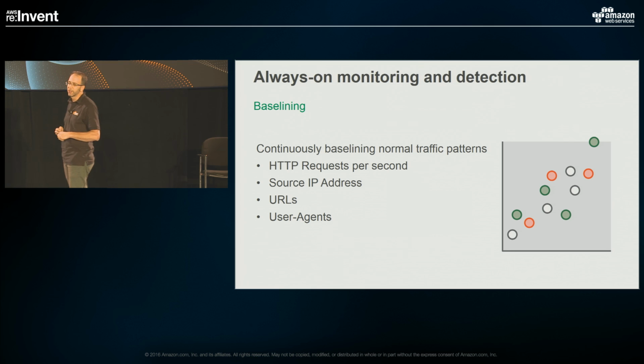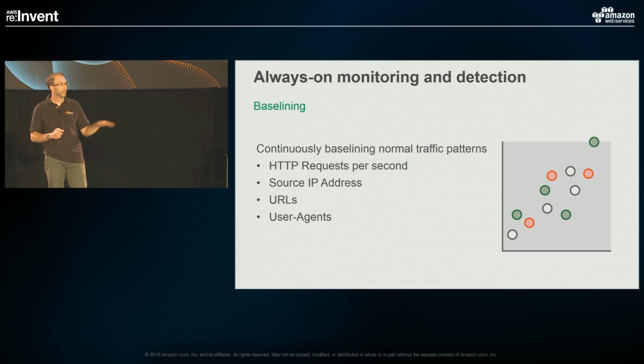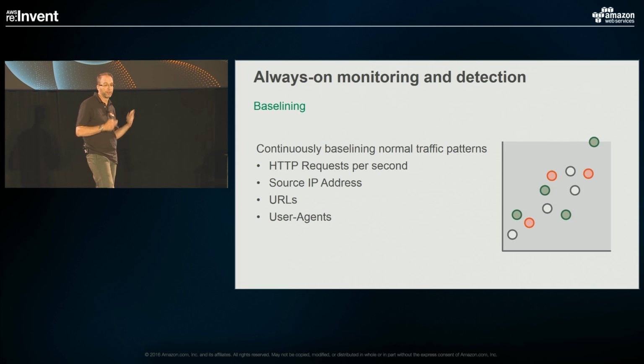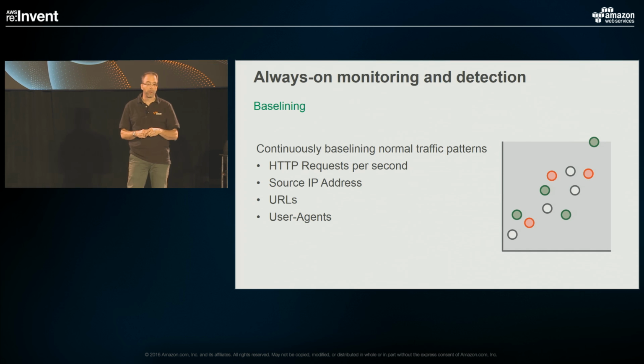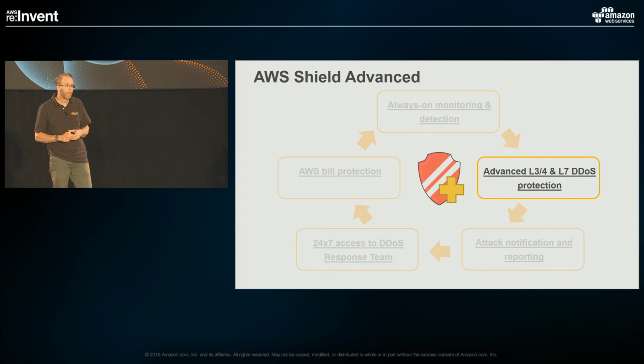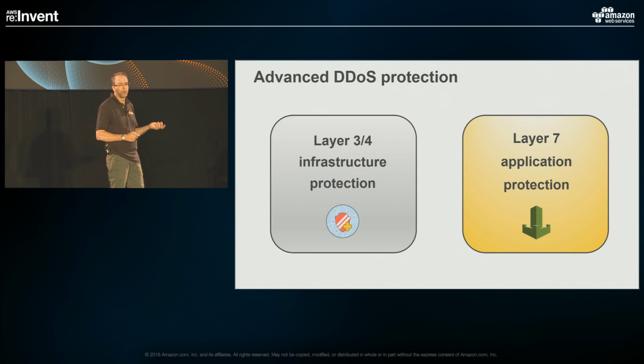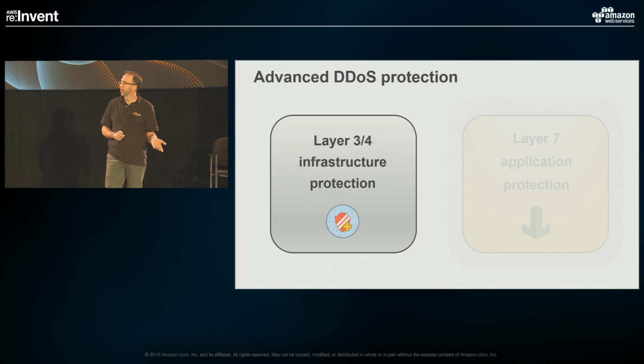The other thing that our detection systems do is they rely on baselining. So we're constantly looking and baselining normal traffic, and we look for anomalies there in terms of things like the number of HTTP requests you're getting, what URLs they're hitting, et cetera. So maybe they're cache busting, obviously, would be a simple example of that. So then let's talk about the Layer 3, 4, and Layer 7 protections. First, we'll talk about the network and transport layers.